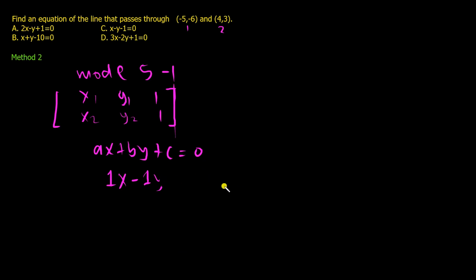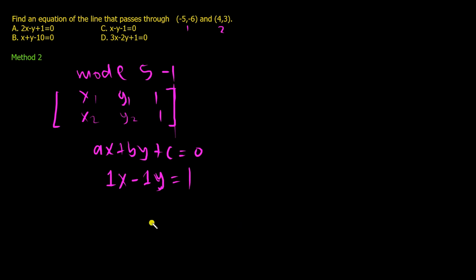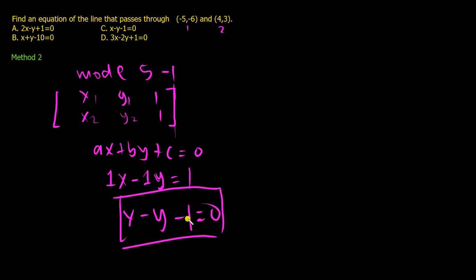We have to take note that it is not plus 1 is equal to 0, but is equal to 1. Again, on your calculator in mode 5.1, the c from earlier is shown in the last line. But anyway, it is just a calculator technique, class. So x minus y, transposing it, negative x minus y minus 1 is equal to 0, which matches letter C. So this is one of the calculator techniques for the equation of a line.